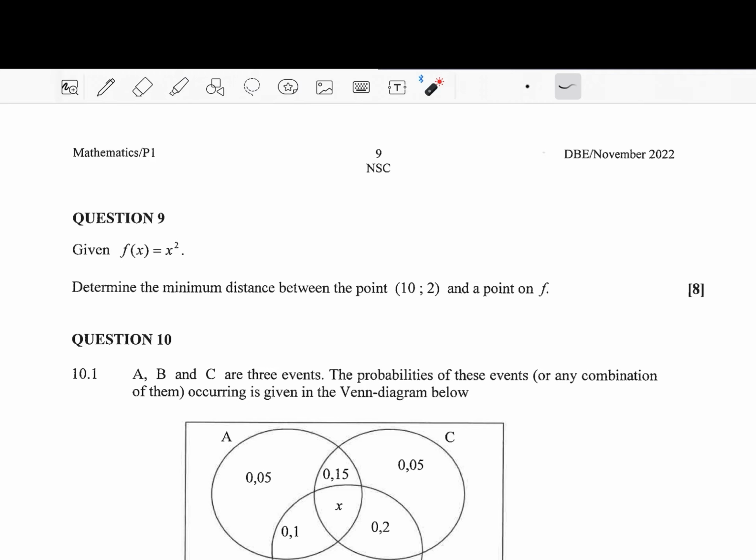First things first, you need to understand the question. The question says, given f of x is equal to x squared. So you are given a quadratic function, and then they say determine the minimum distance between the point, and they give you the point, and a point on f. So they want you to find the minimum distance between this point and f, right?